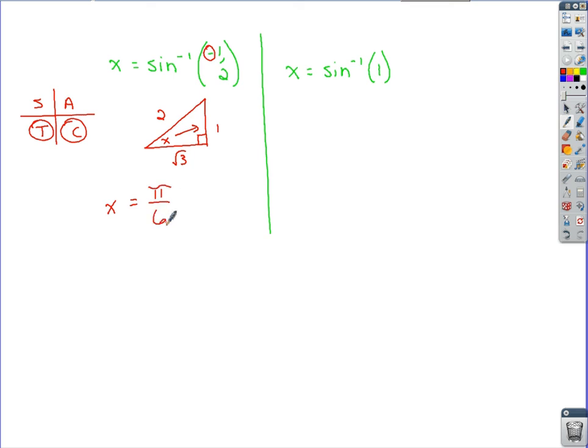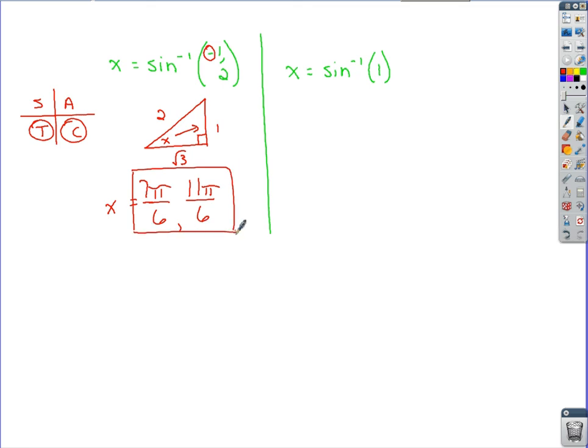But remember, I'm working down in the 3rd and 4th quadrants. So if I take the pi over 6 value that's down in the 3rd quadrant, knowing what I know about the unit circle, that would be 7 pi over 6. And from the 4th quadrant, that would be 11 pi over 6. So I've got 2 solutions so far.